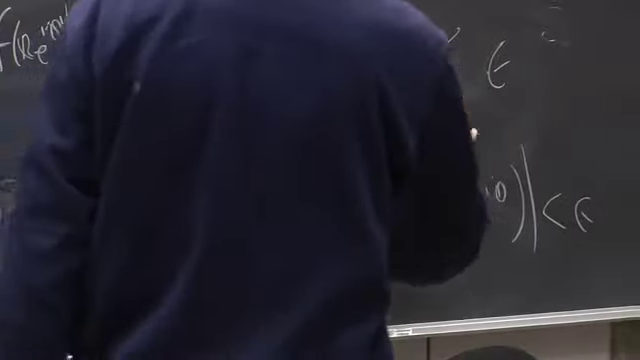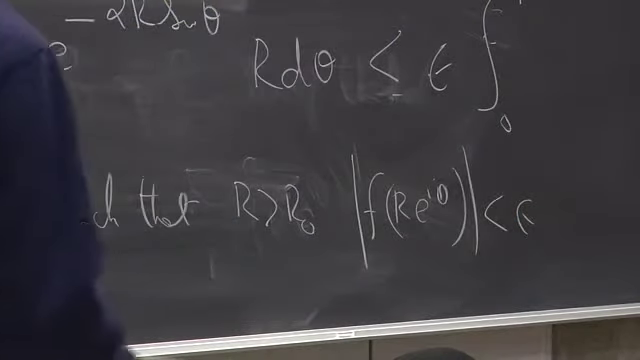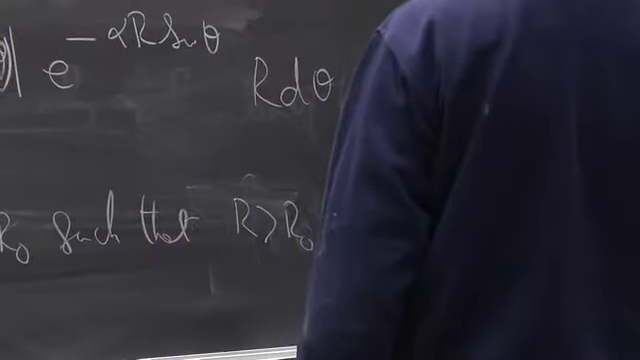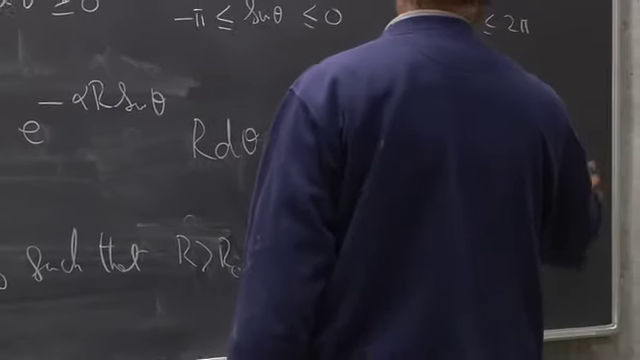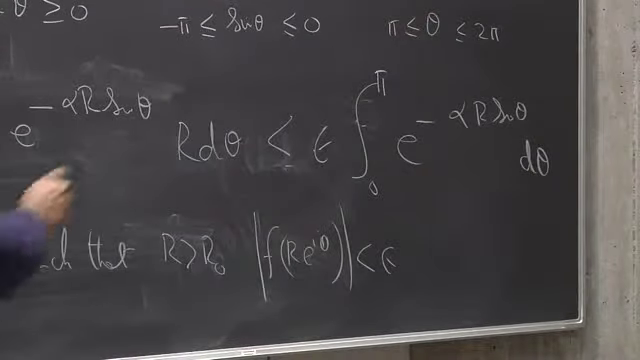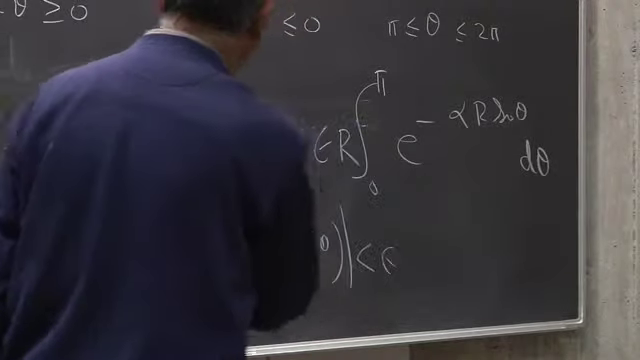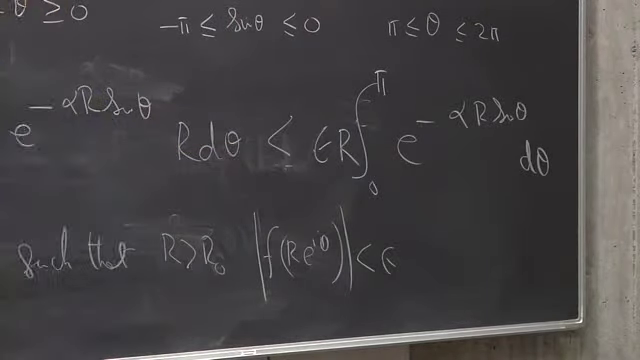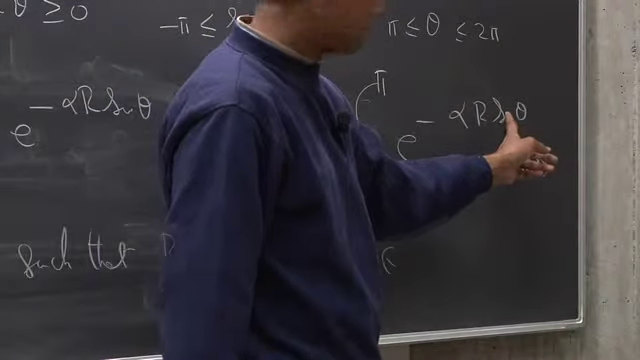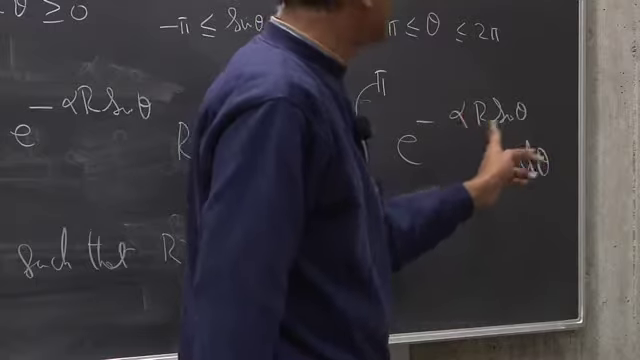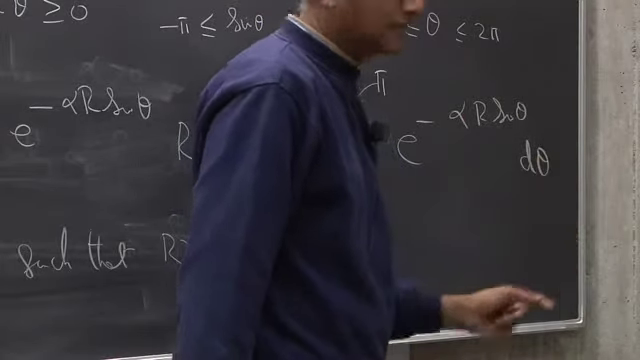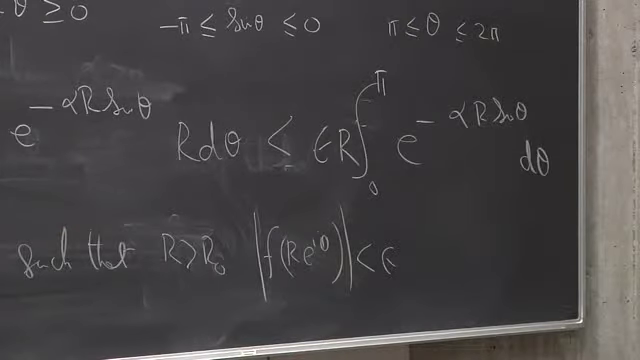So what we are saying is that this is less than the integral from 0 to pi, and epsilon is independent of theta, so I can take it out, times the integral of e to the minus alpha r sine theta d theta. Times r, sorry, I forgot this r. So r also I can take out, because I'm integrating only over theta. Okay, this is fine. But now it's difficult to explicitly carry out this integral, because it's e to the power of something times sine theta d theta. However, again, we are not really interested in calculating the details. We just want to find an upper bound.